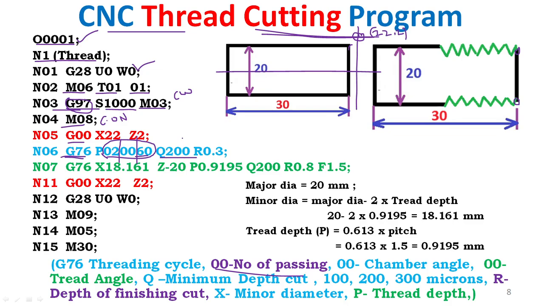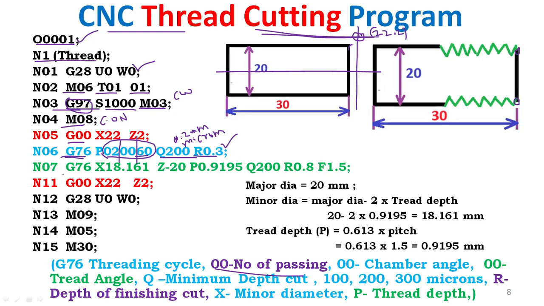Q200 is the minimum depth of cut in terms of microns, so 200 means 0.2 mm. R0.3 is the depth of the finishing cut, which is 0.3 mm.